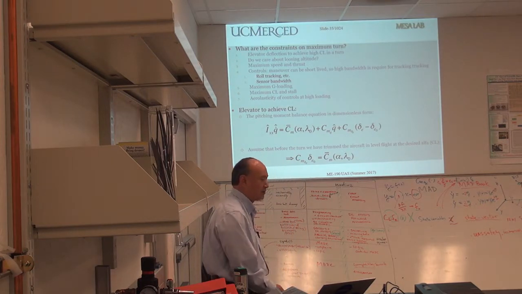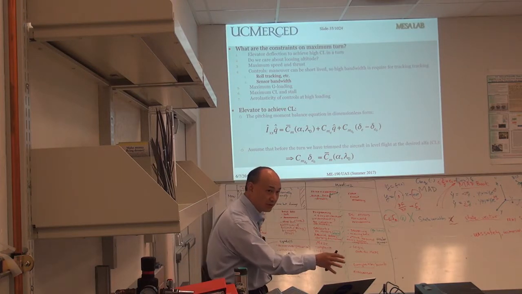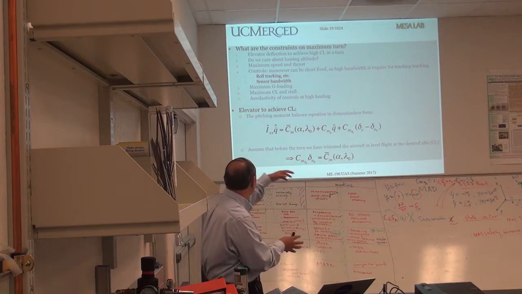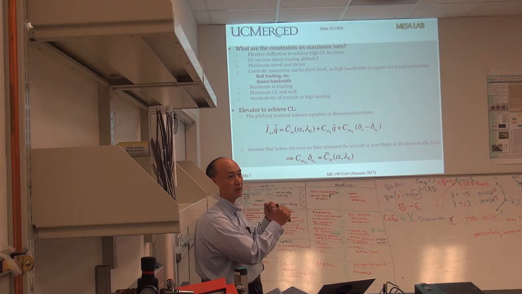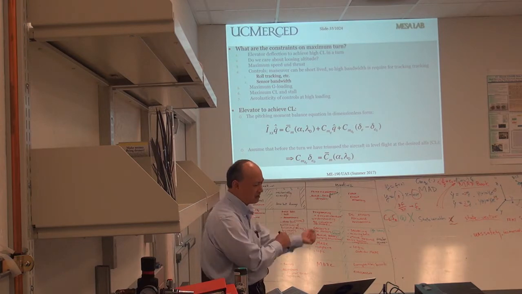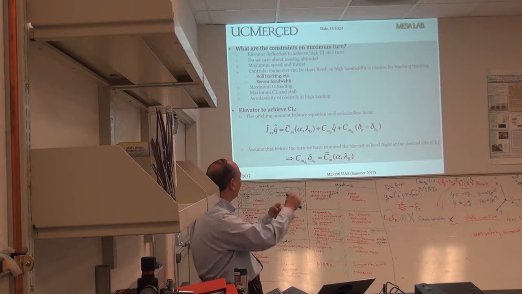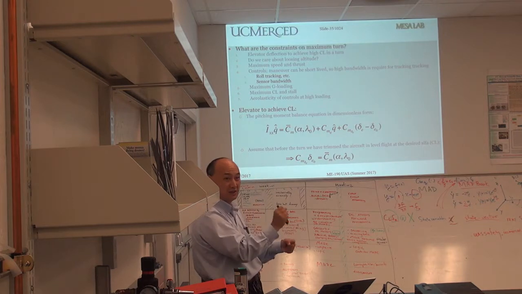So there are constraints on the maximum turn. Elevator deflection to achieve high lift in the turn. Care about losing altitude: while you turn and bank, you lose your lift, you will go down. And maximum speed and thrust, and the maximum G loading, meaning how many equivalents of gravity are acting on the surface of the wing. You break the wing. Maximum lift and stall, and aeroelasticity of controls at high loading. When you bank very, very fast, you have bending on the wing. The force is too big, you tear it, you bend it, it really bends.